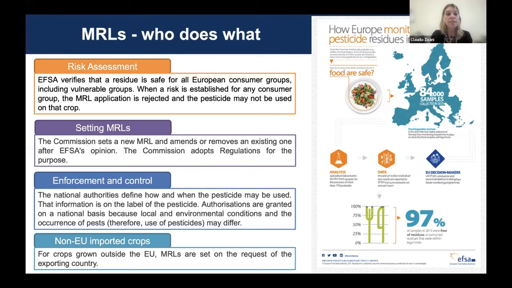Then we have another act, which is enforcement and control. The national authorities define how and when the pesticide may be used, so the information is reported on the label of the pesticide, and the authorization is granted on a national basis because it is possible that the environmental conditions and the occurrence of pests, and therefore the use of pesticides, may differ country by country. For non-EU imported crops, the MRLs are set based on a specific request of the exporting country. So we can identify different, very specific roles.